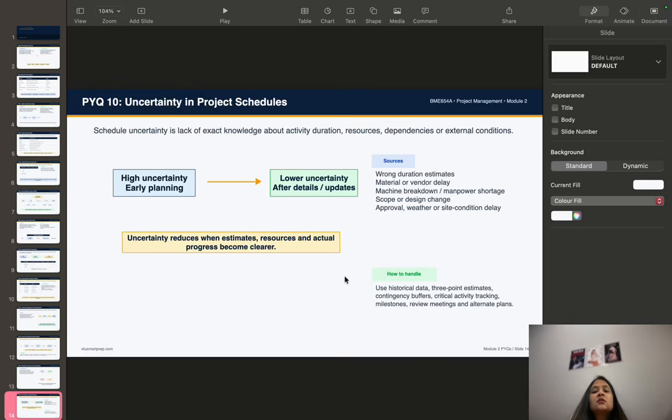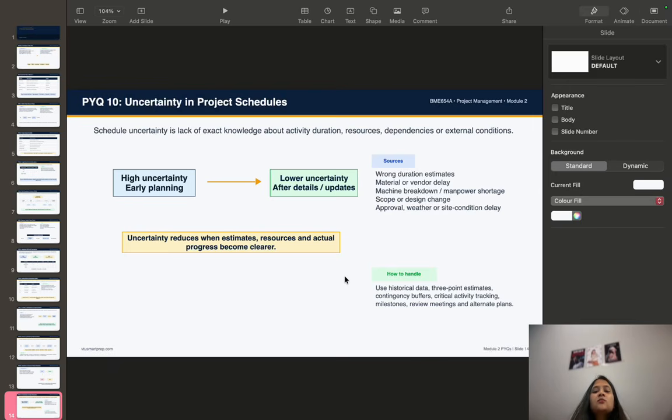To handle uncertainty, we can use historical data. Okay, three point estimate. Then we have contingency buffers, critical activity tracking, milestones, review meetings, and alternate plans. So there should be alternate plans.